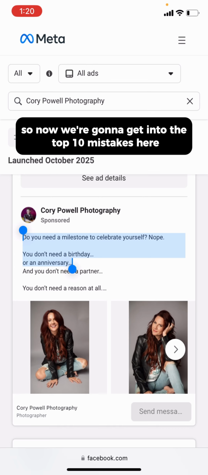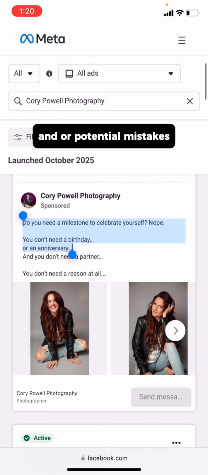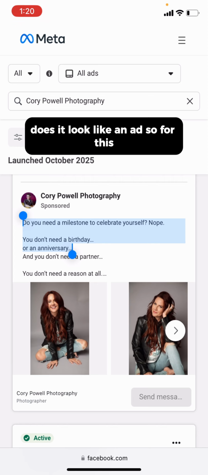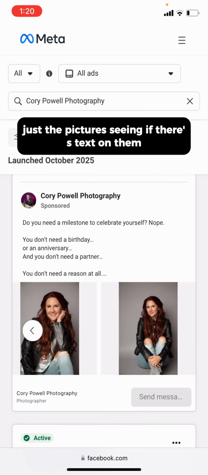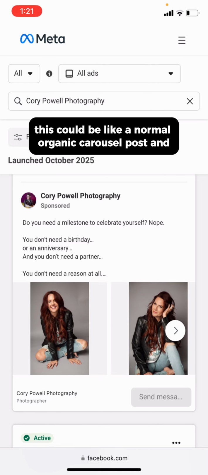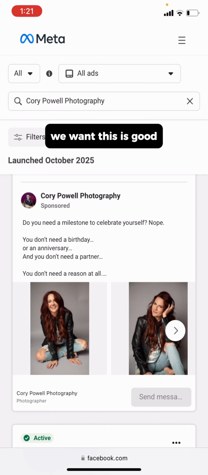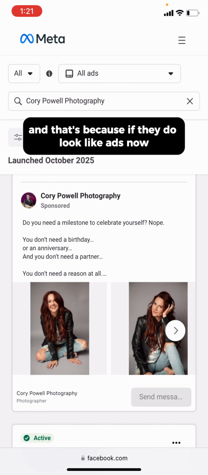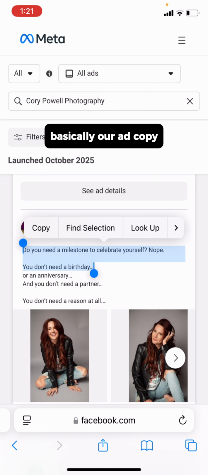So now we're going to get into the top 10 mistakes here, or potential mistakes. All right, and first one is always, does it look like an ad? So for this, I'm looking at just the pictures, seeing if there's text on them. No, this one's good. Doesn't look like an ad, just a normal, this could be like a normal organic carousel post. And this is good. We want our ads to not look like ads. And that's because if they do look like ads, more women scrolling by, which means less women consuming our ad copy.